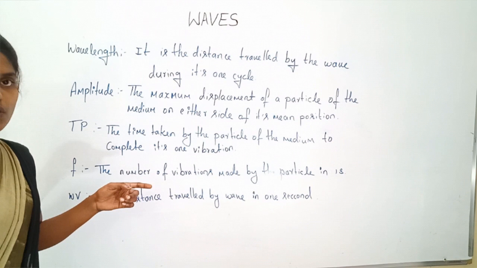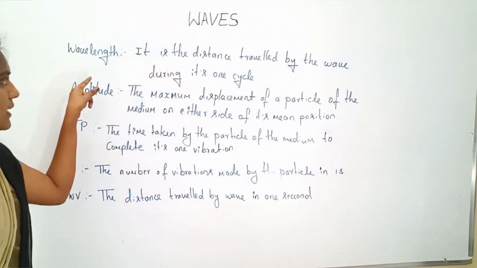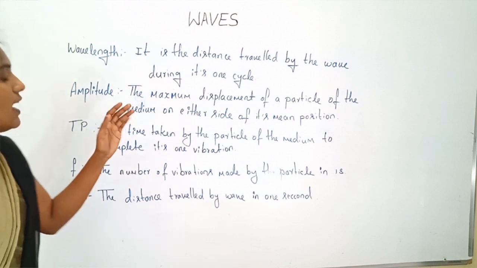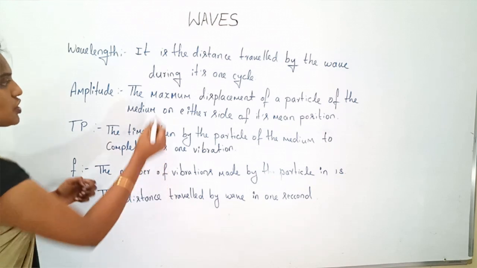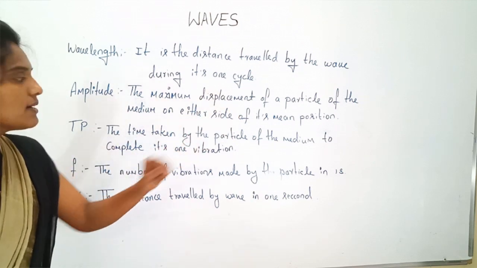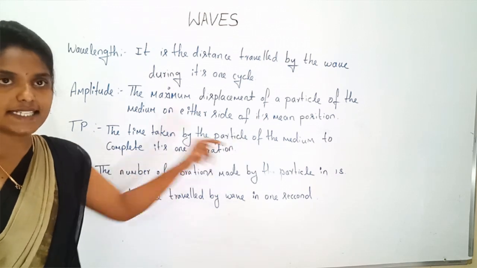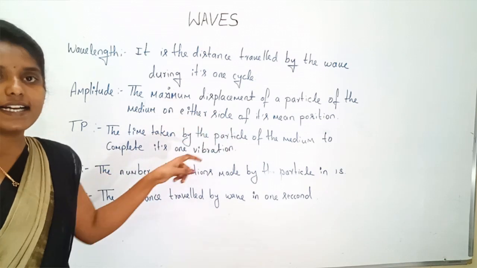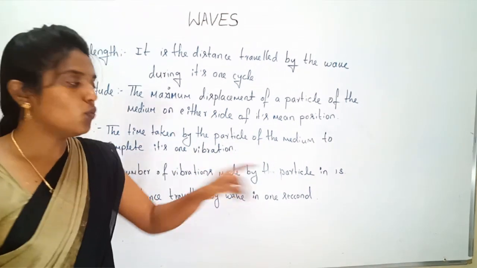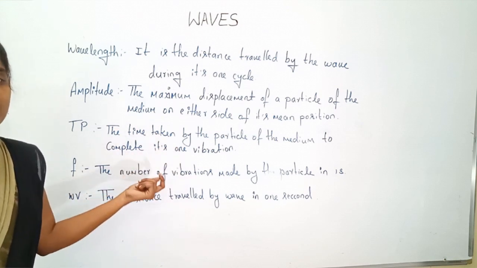Let's see the official definitions of the terms. First is wavelength. It is the distance travelled by the wave during its one cycle. It is denoted by lambda and its SI unit is meters. Amplitude is the maximum displacement of a particle of the medium on either side of its mean position. It is denoted by X or A and its SI unit is meter. Time period is the time taken by the particle of the medium to complete one vibration. It is denoted by T and its SI unit is seconds. Frequency is the number of vibrations made by the particle in 1 second. It is denoted by the small letter F and its SI unit is hertz.